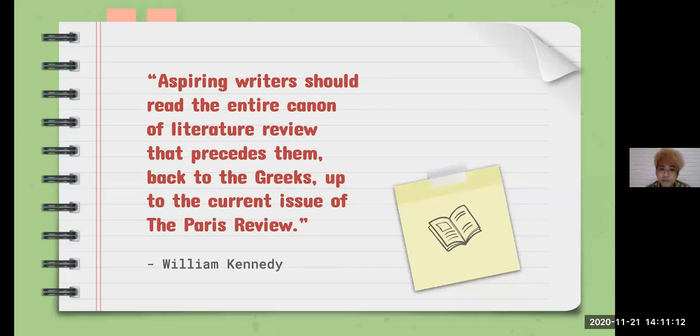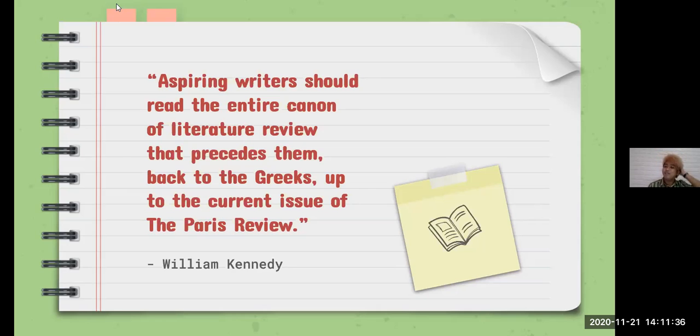If you have questions, if I'm going too fast, sorry, you can just say, sir, can you please pause a bit. So I saw this quotation, and I would like to share it with you, a quotation from William Kennedy, and it says that aspiring writers should read the entire canon of literature review that precedes them, back to the Greeks, up to the current issue of the Paris Review.